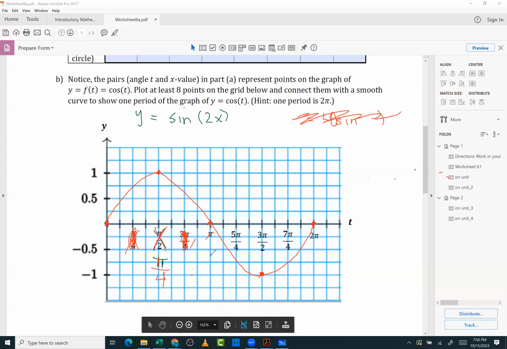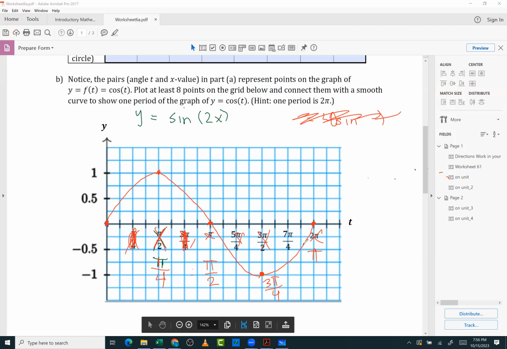Well, pi would be pi over 2. And I'm going to explain why it compresses. I'm just getting there. This would be 3 pi over 4, right? I divide by 2. And this would be pi. Okay? Agreed?